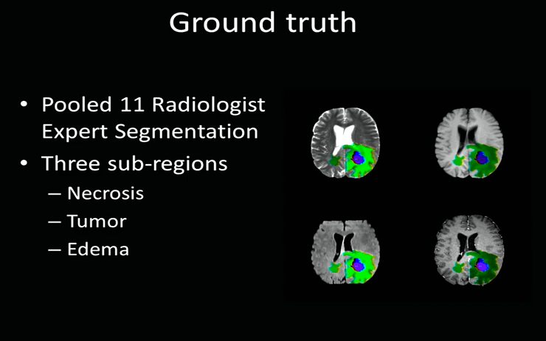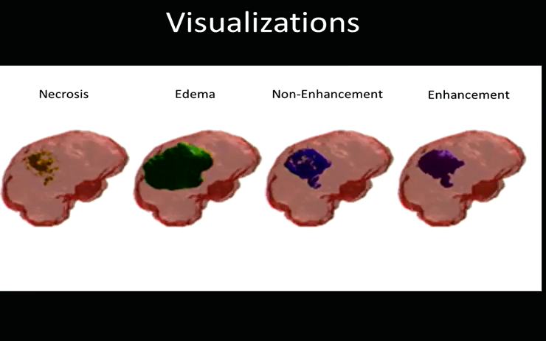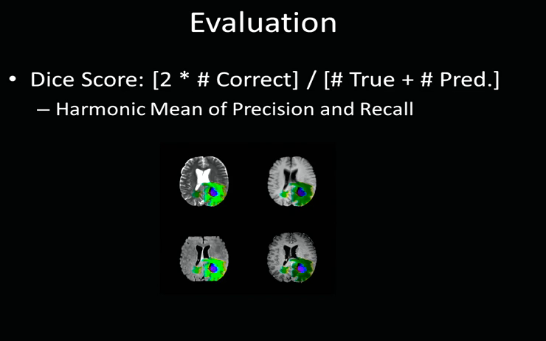These radiologists have annotated different subregions of these tumors, and this is a visualization of these subregions. The idea of this challenge is that groups around the world can submit algorithms to predict segmentations using only this multimodal MR data. These algorithms are evaluated using the DICE score, which is essentially the harmonic mean of the precision and recall, and gives you an idea of how well your algorithm captures the segmentations of radiologists.